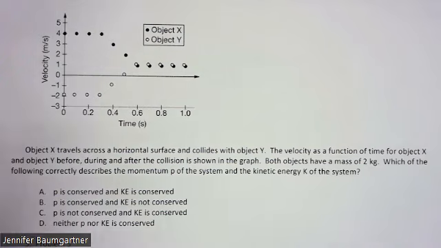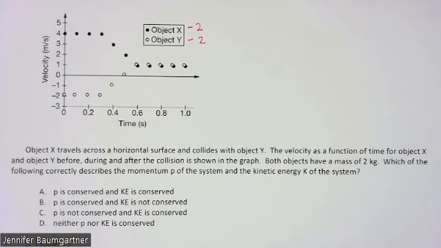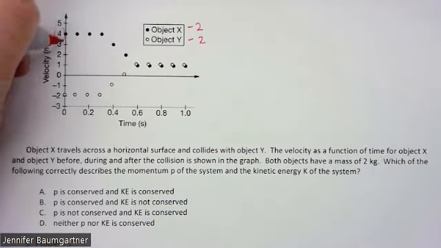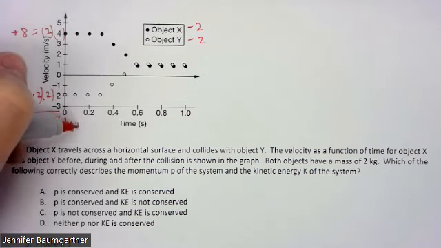So I know that object X is 2 kilograms, and I know object Y is 2 kilograms. Object X starts out with a velocity of 4 meters per second. If I multiply that by 2, I end up with a positive 8 kilogram meters per second. Object Y has a velocity of negative 2 meters per second, so they're heading towards each other. This has a mass of 2 kilograms, and we're going to multiply by minus 2 to give us minus 4. So our net initial momentum is going to be equal to 4 kilogram meters per second.